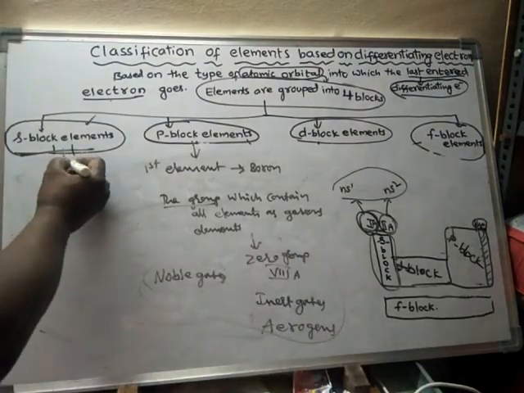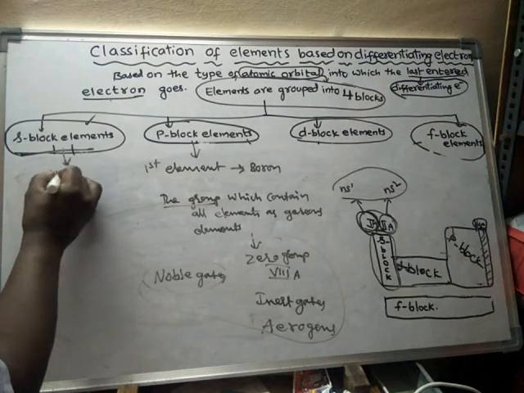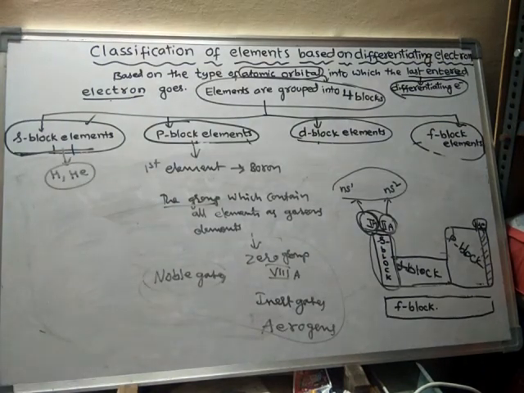One more thing. Generally S block elements are strong metals. But there are two elements which are gaseous elements. What are they? Hydrogen and helium are the gaseous elements present in the S block.